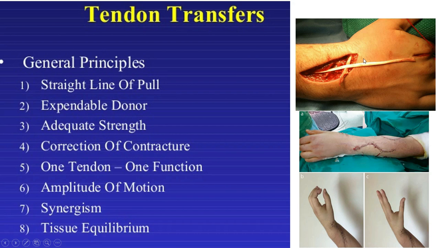Patient can use this part, or suppose this joint is fused or there is huge contracture, then there is no use of tendon transfer. Last is one tendon, one function, because if we need the extension of the thumb, we have to wrap it with only one tendon. We cannot do multiple functions with one tendon transfer.